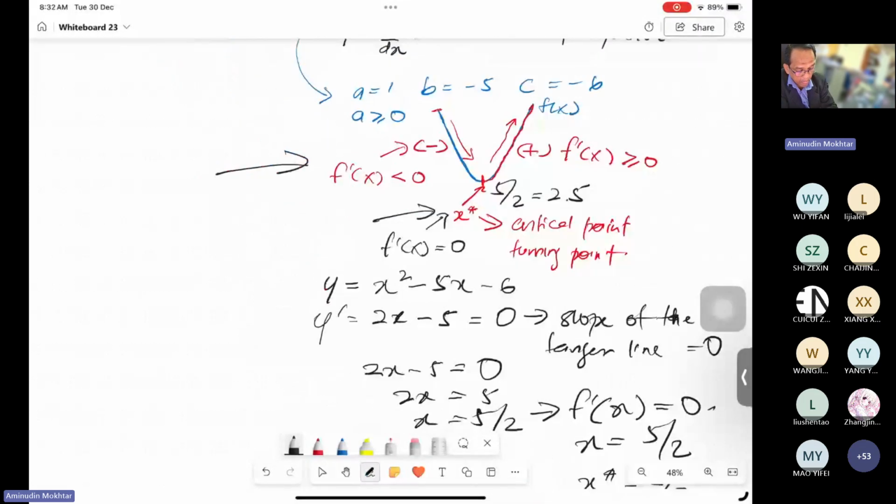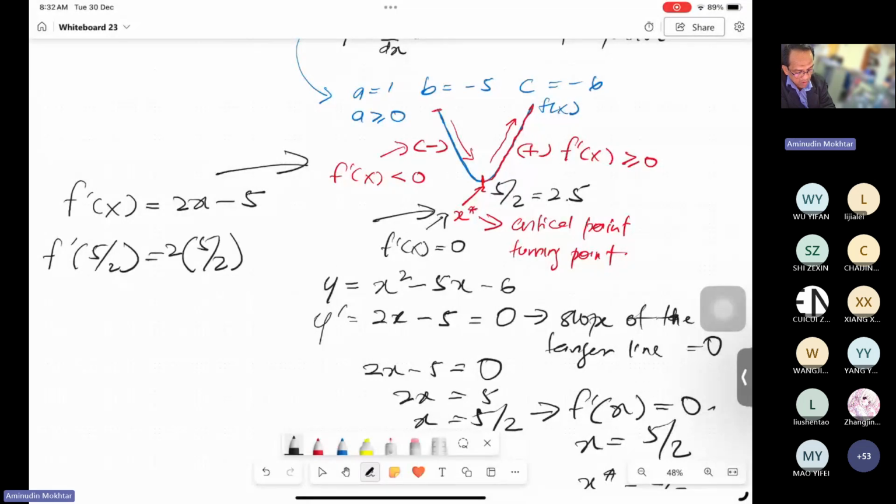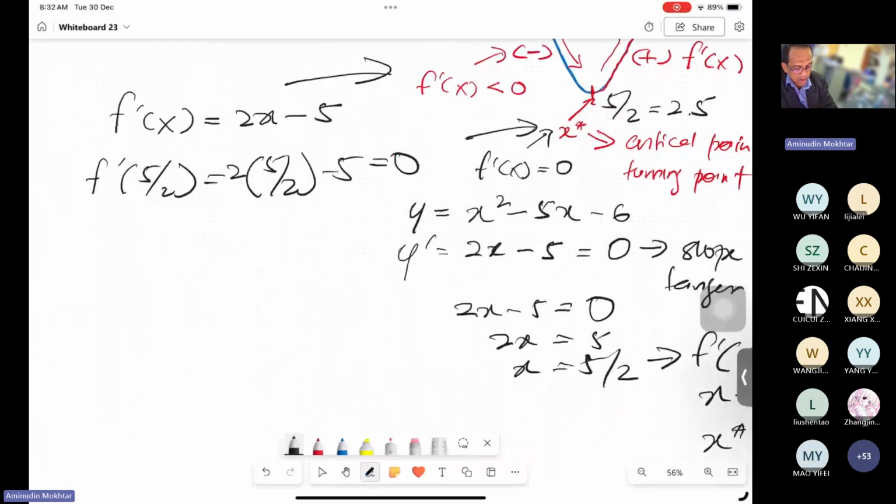Let's say again f prime equals 2x minus 5. At the critical point, x equals 5/2: 2 times 5/2 minus 5 equals 0. That is the critical point. The first derivative is 0, so the slope of the tangent line is equal to 0.